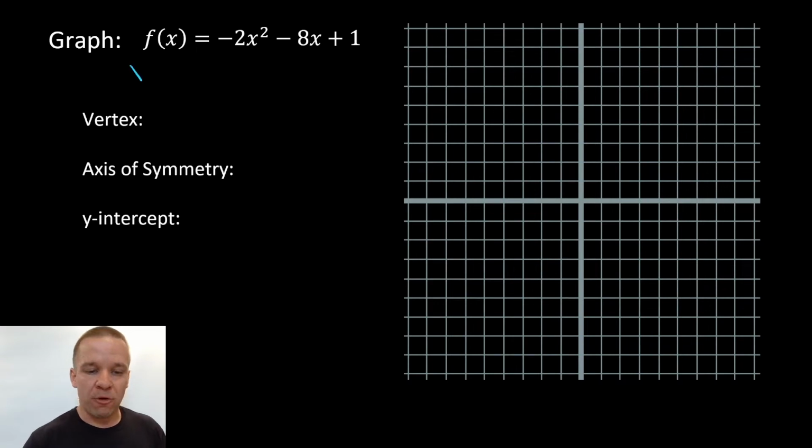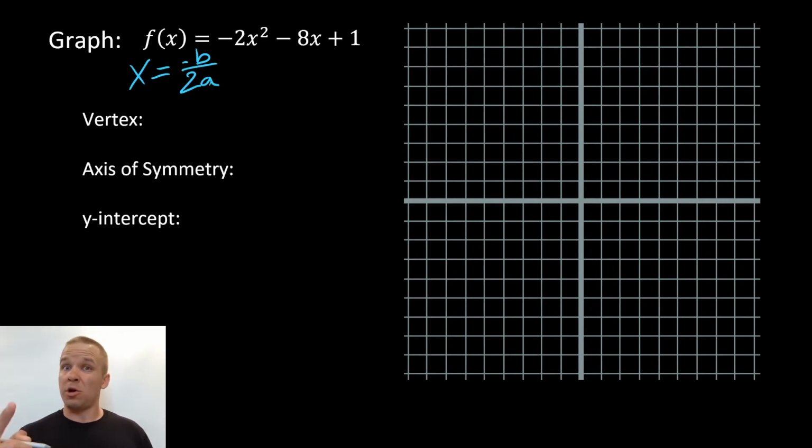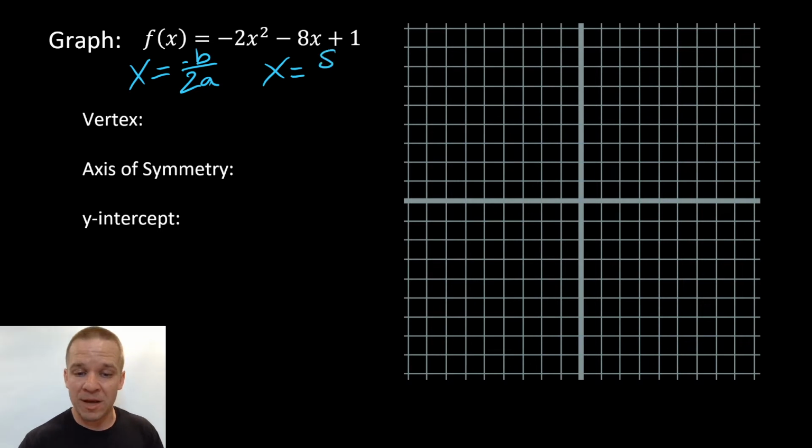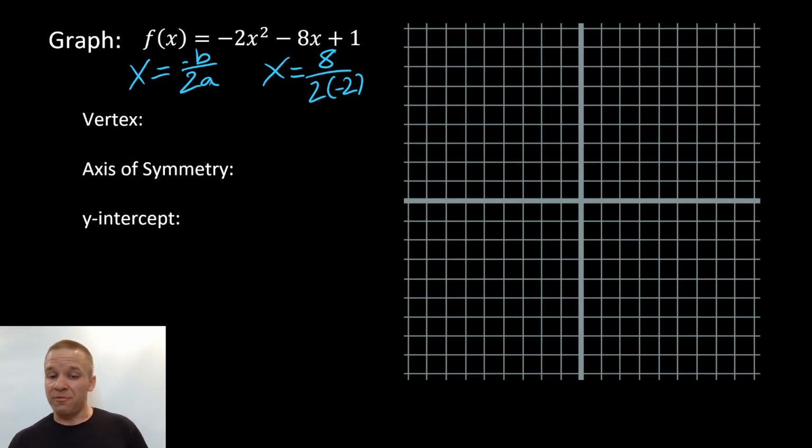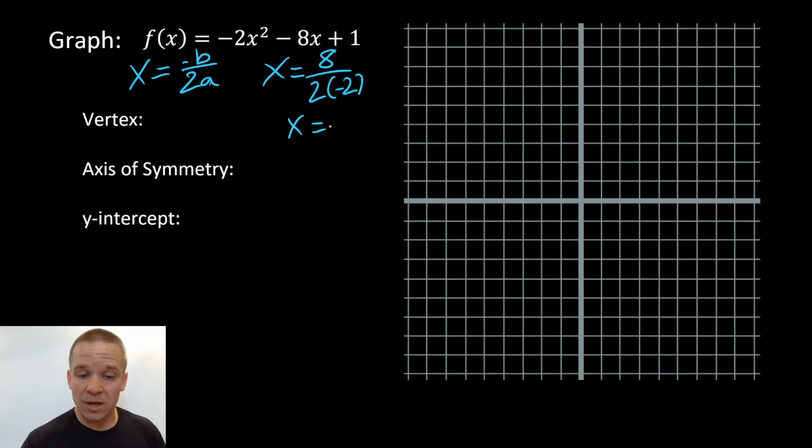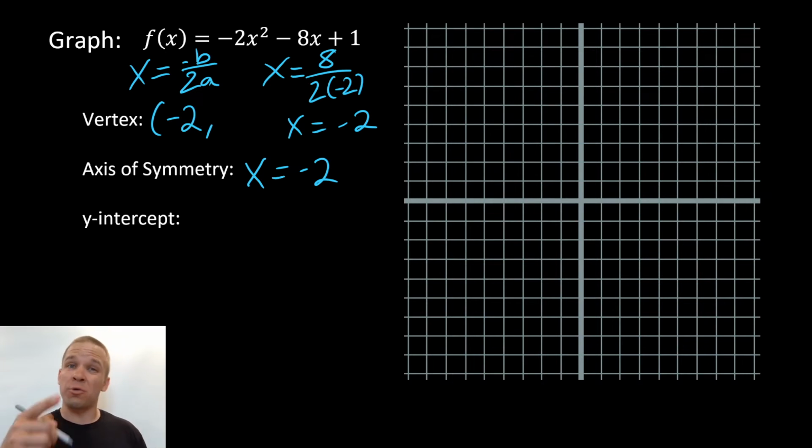I know that I have my formula x equals the opposite of b divided by 2a. So I'm going to go ahead and plug in my a and my b values. So I'm going to have x equals the opposite of negative 8 would be positive 8 divided by 2 times my a value, which is negative 2. So 8 divided by negative 4, that's going to give you negative 2. So my axis of symmetry is negative 2, and the x-coordinate of my vertex is going to be negative 2 as well.